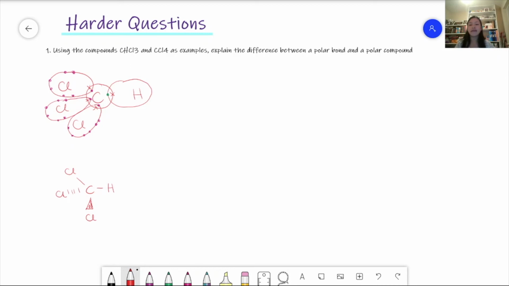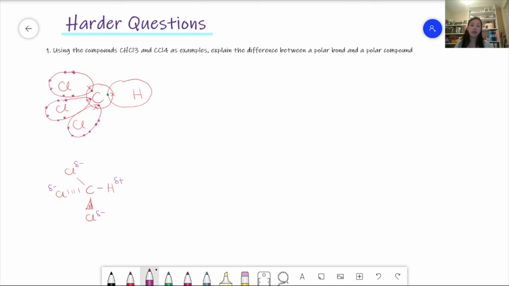And now we can have a look at the electronegativity of it. So chlorine is definitely the most electronegative as it's a lot smaller and it has a higher nuclear charge. Carbon is kind of in the middle, and hydrogen is definitely the least electronegative. So that's why we give chlorine the delta negatives and hydrogen gets the partially positive charge.